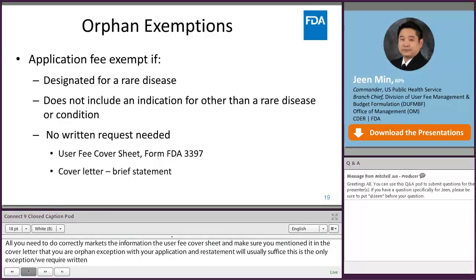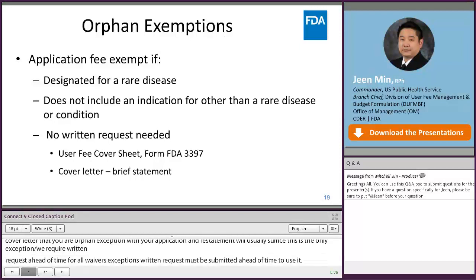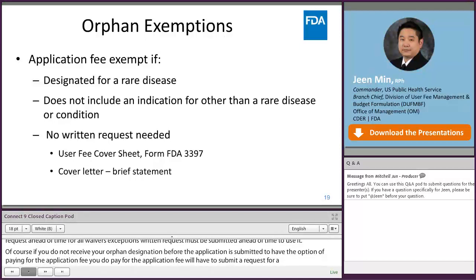Of course, if you do not receive your orphan designation before the application is submitted, you do have the option of paying for the application fee. And if you do pay for the application fee, you will have to submit a request for a refund, though. Please note the distinction. So if you do not have the orphan designation by the time you submit it, you will need to ask for a refund. But if you do have it, you do not have to submit a written request, and you could just pretty much state that you are using an orphan exemption.